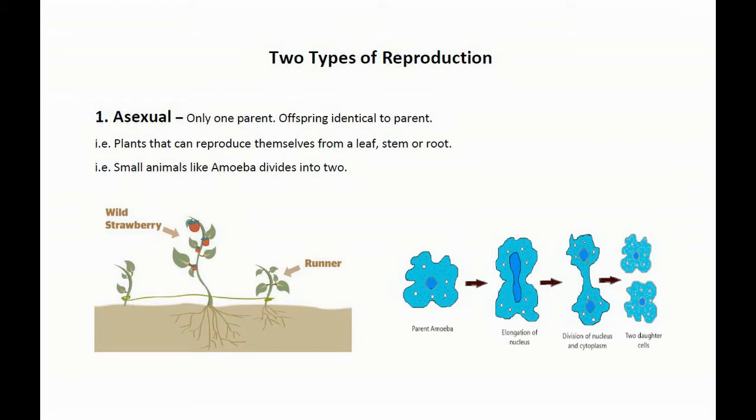And then the same thing can happen to animals. So we have a small animal that is an amoeba. So an amoeba, here we see a parent amoeba. It then divides itself into two. So the two things are now identical to themselves. So parent is able to divide into two and create a child. And then that's how they keep reproducing. So both animals and plants can reproduce asexually.